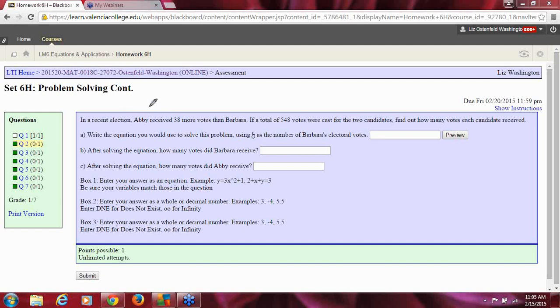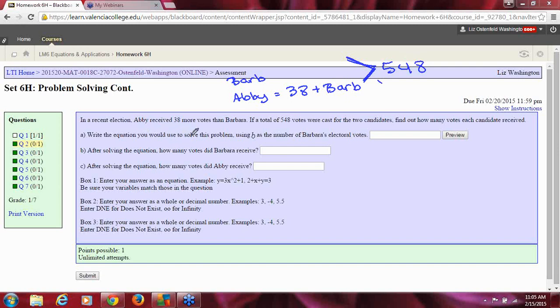So in a recent election, Abby received 38 more votes than Barbara. Okay, so already I got Barb and I got Abby. And it's telling me that Abby received 38 more votes than Barb. It's already telling me that. Then it's telling me the total, so this and this, the total was 548 votes out of both candidates. Find out how many votes were received for each.